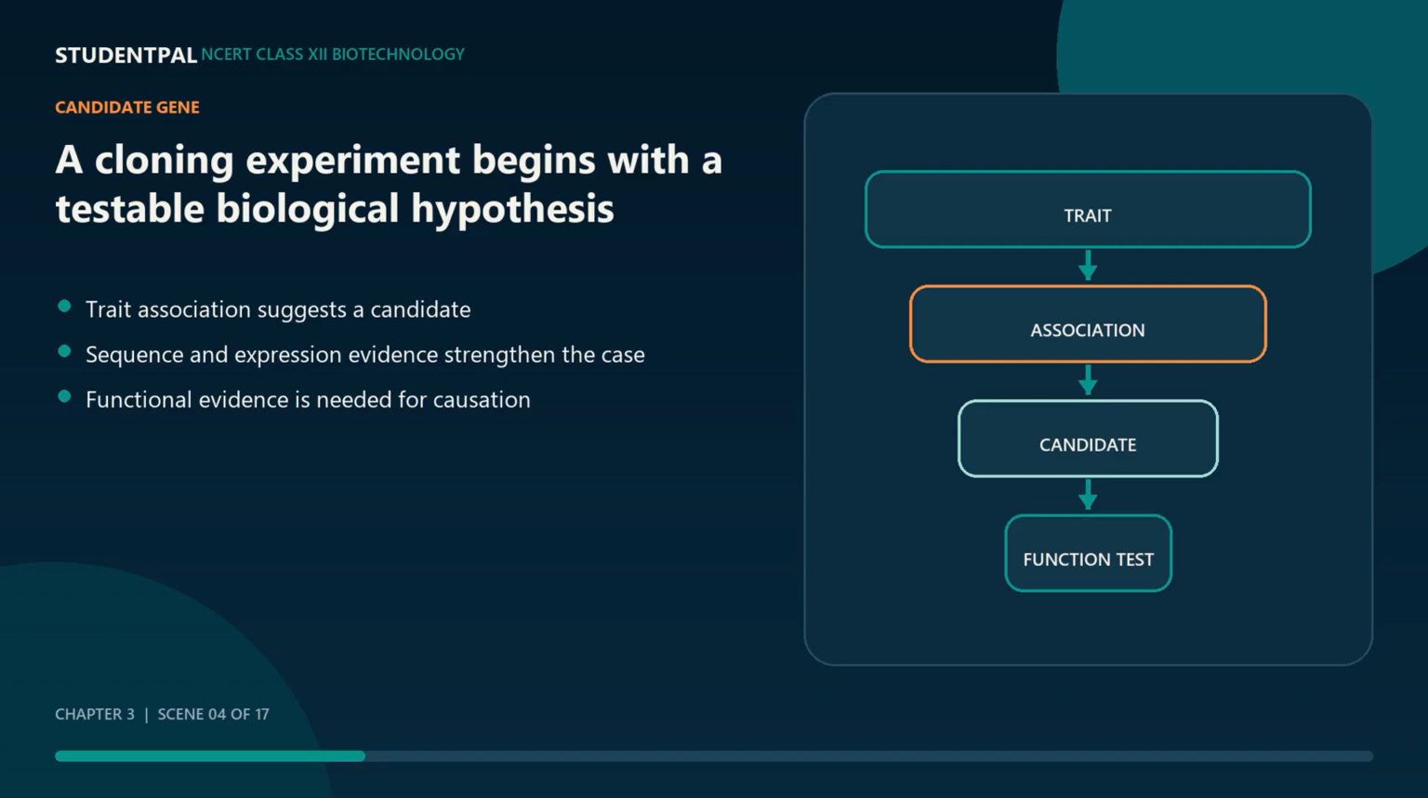A strong hypothesis predicts what should happen when the candidate is cloned, expressed, disrupted, or transferred. It also specifies comparison groups and measurable outcomes. In an exam answer, move through 3 levels: evidence that identifies the candidate, a molecular plan to obtain it, and an experiment that tests its function. Gene cloning can produce the material needed for that test, but cloning alone does not prove the gene causes the phenotype.